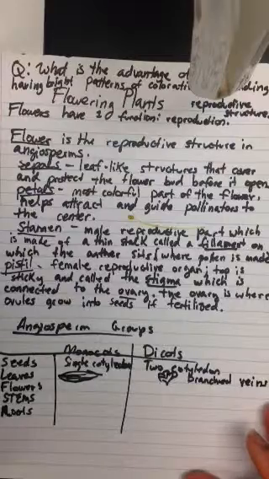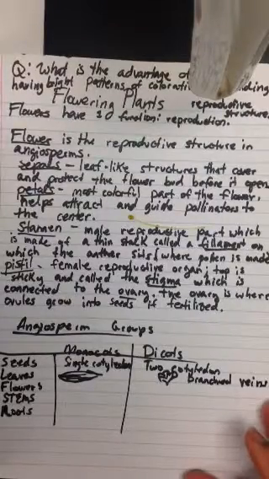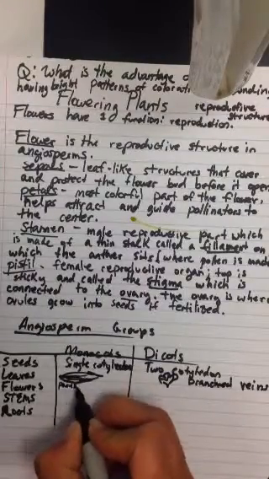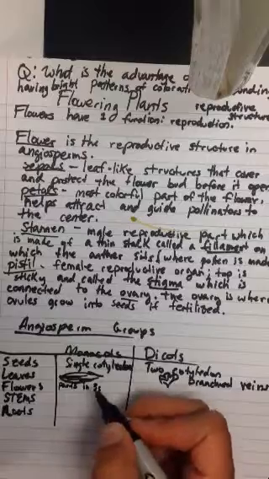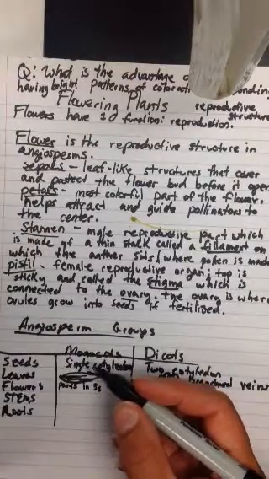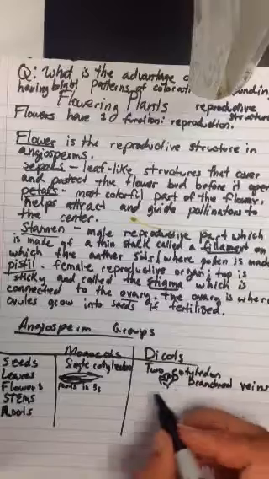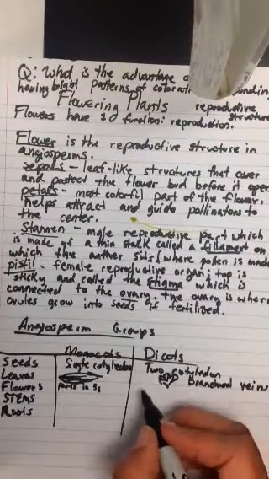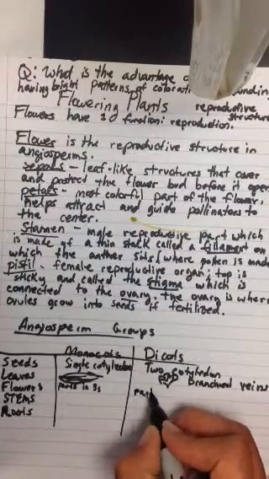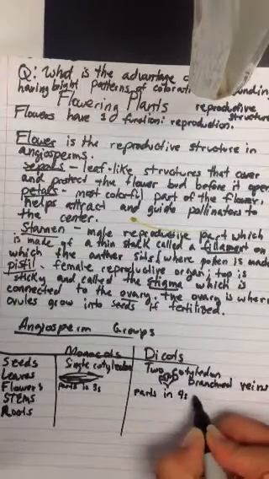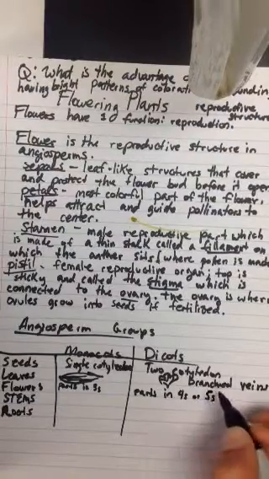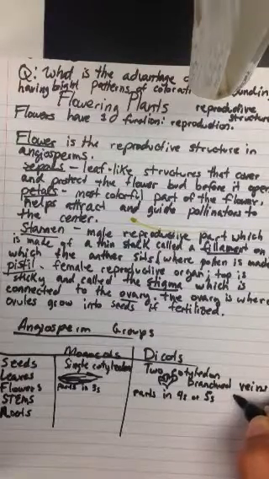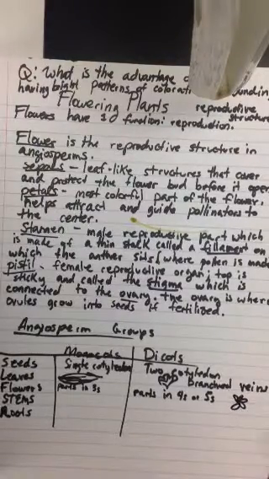The flowers in a monocot have floral parts in multiples of 3. Parts in 3s. And here in a dicot, the floral parts are in multiples of 4 or 5. So 1, 2, 3, 4, 5.